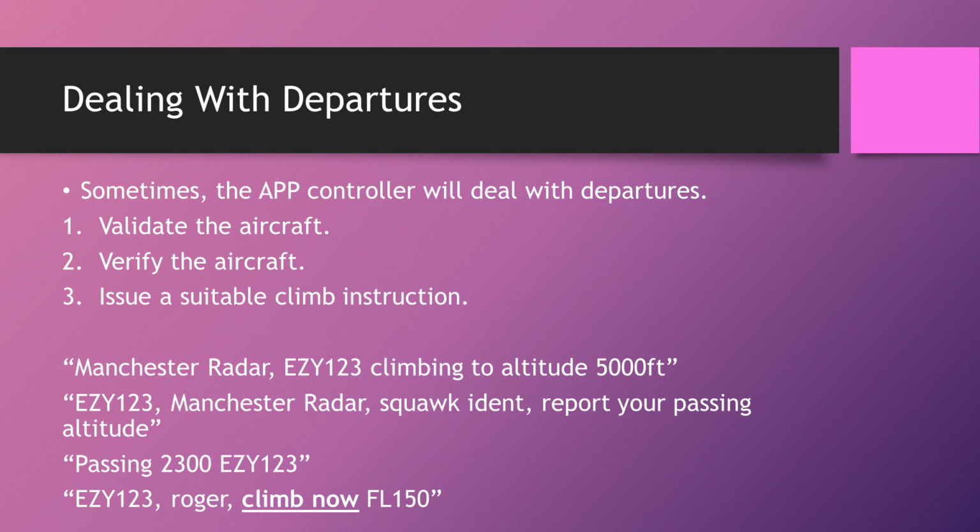Now you're on to step 3, where you issue a suitable climb instruction. So: climb now, flight level 150. I've underlined climb now because we're going to briefly explain what that RT is. In the UK, we have climb and climb now, the same way we have descend and descend now. As per CAP 413, you would always say climb, and the only time you would say climb now is if a conflict exists, so you want the aircraft to climb immediately.